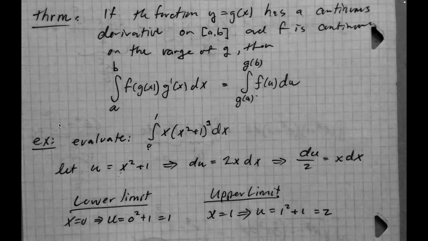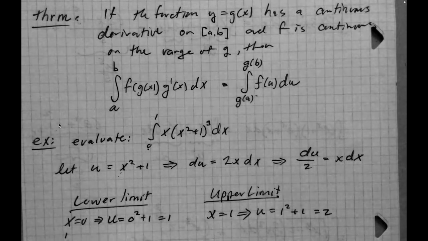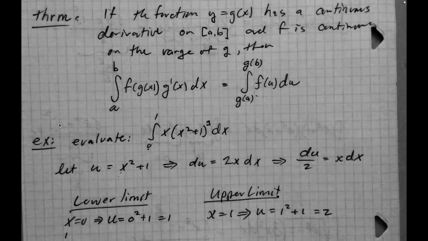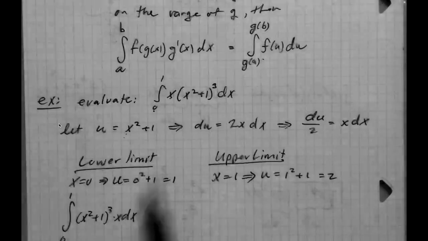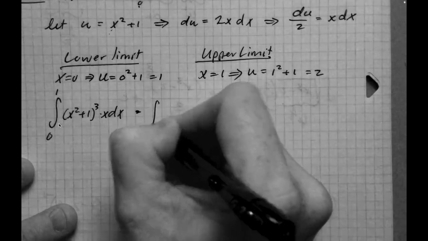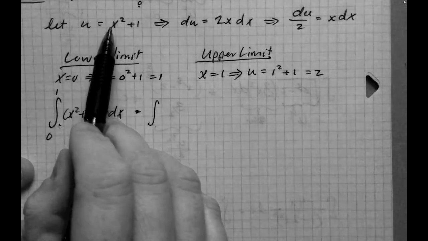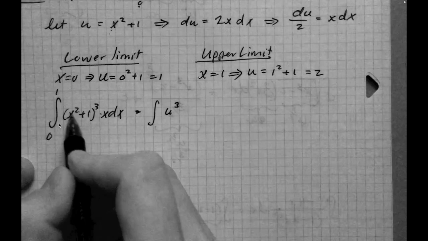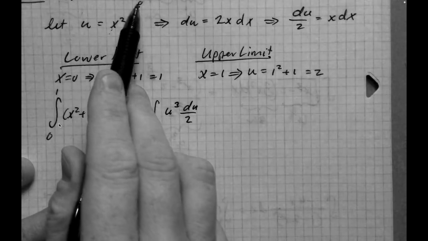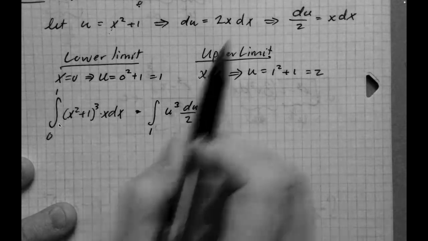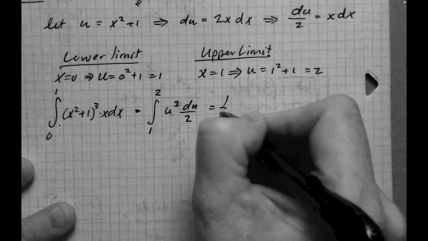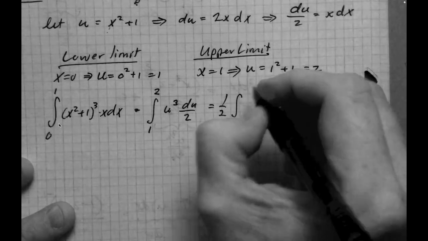Okay, so we can rewrite the integral now. 0 to 1 of (x squared plus 1) cubed times x dx, just switching the order there. So you switch the order, and then I've got a u. The u is x squared plus 1, so I get u cubed, and then x dx is du over 2, and then my lower bound was 0, now it's 1. My upper bound was 1, now it's 2. There we go. And so now I can just take off and go right to the finish line here.